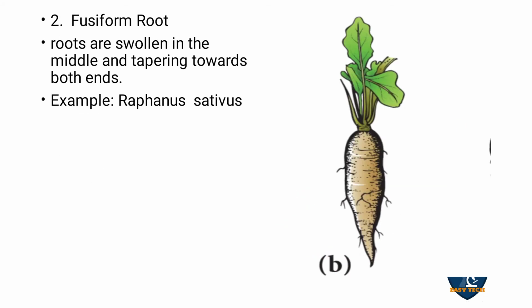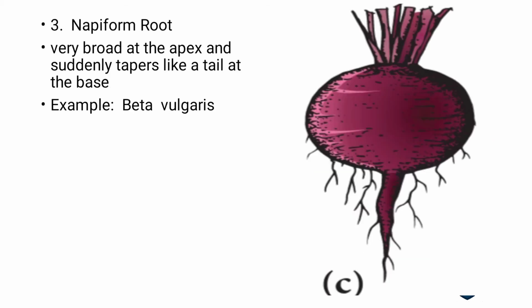Fusiform. Fusiform means swollen in the middle, and both the upper and the lower ends taper. Example, Raphanus sativus, radish. Napiform. It is very broad at the top and it tapers like a tail at the bottom. Example, Beta vulgaris or beetroot.